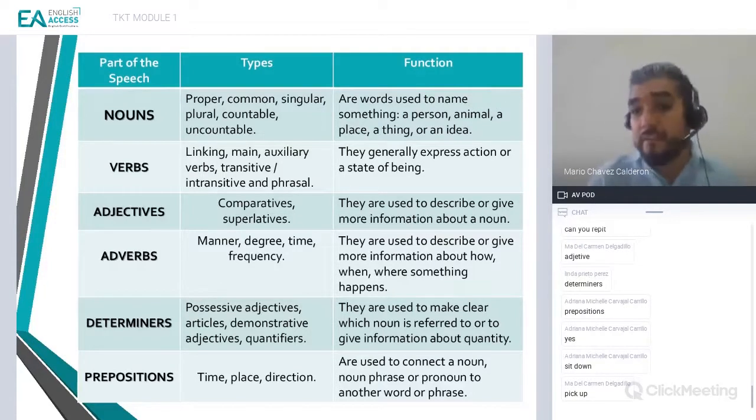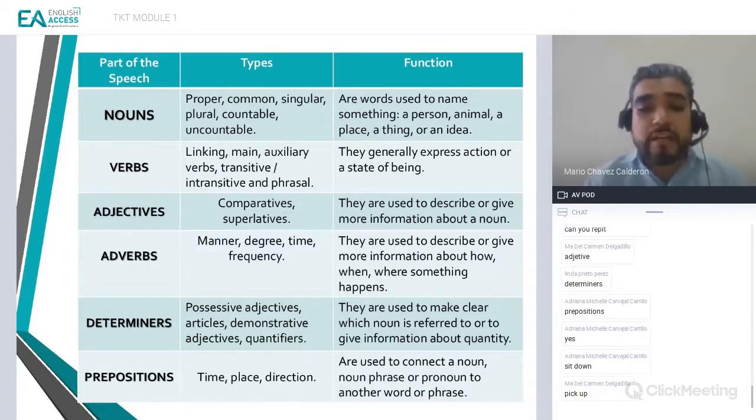Quantifiers. A few, a lot, too many, right? Or many, right? Much, right? When you say many, much, those are the most common quantifiers. When you say too many, too is an adverb of degree. Okay, good. Then we have prepositions.